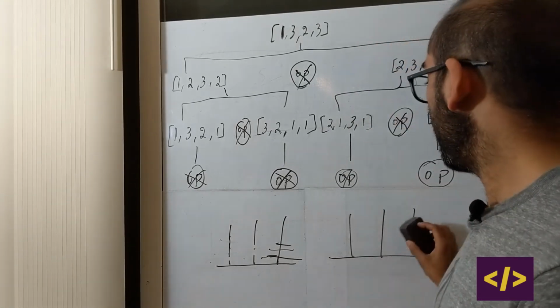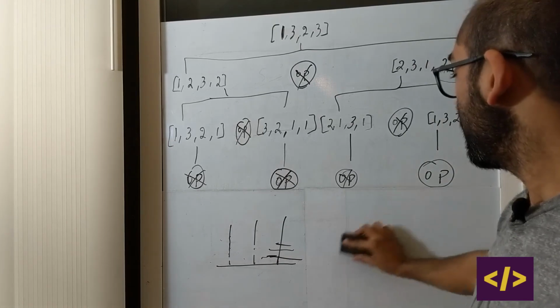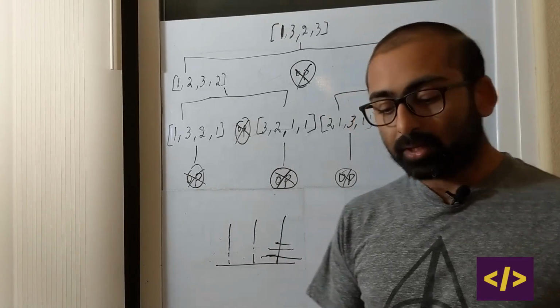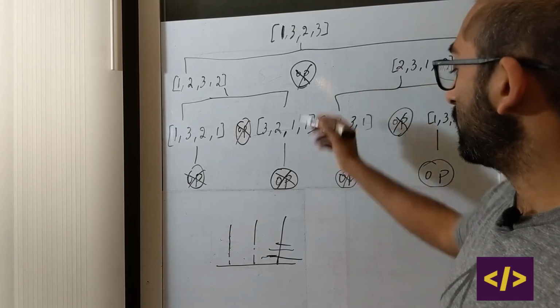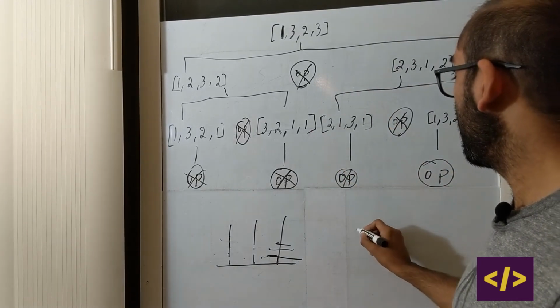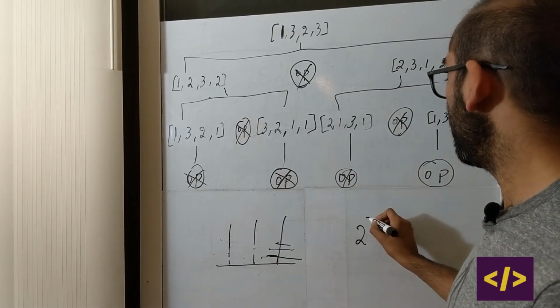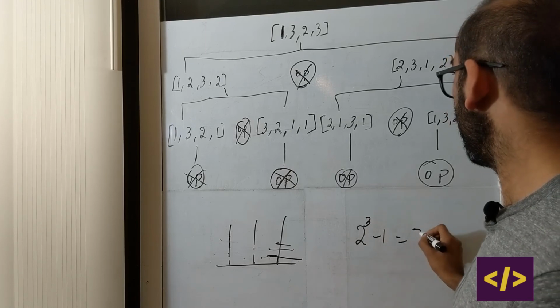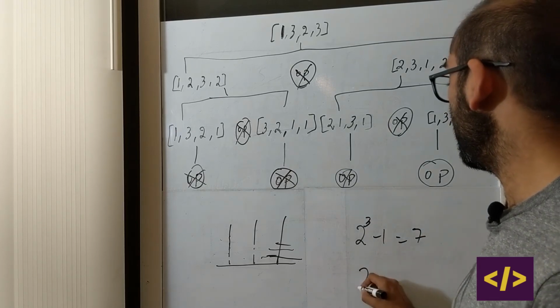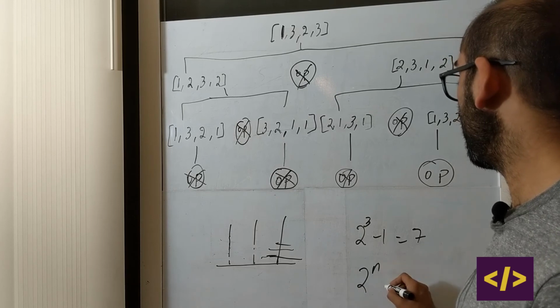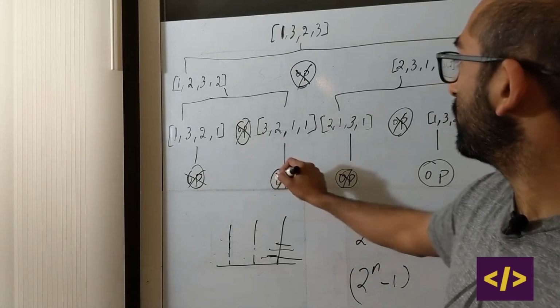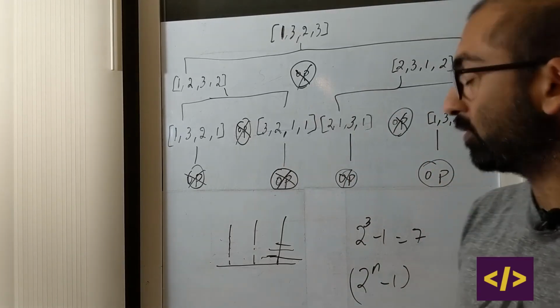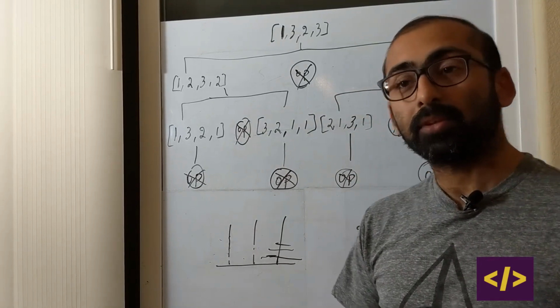I'll put a small summary of the time complexity. So you had 3 rings, and your value came up to be 2 raised to 3 minus 1, 7. Okay, so the order comes to 2 raised to n minus 1. 1, 2, 3, 4, 5, 6, 7. Okay, and that's basically it.